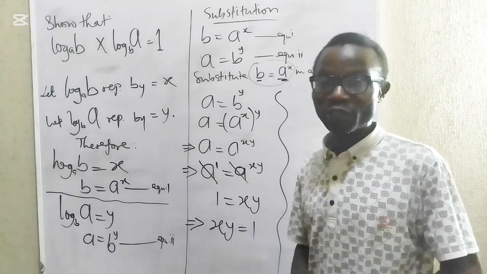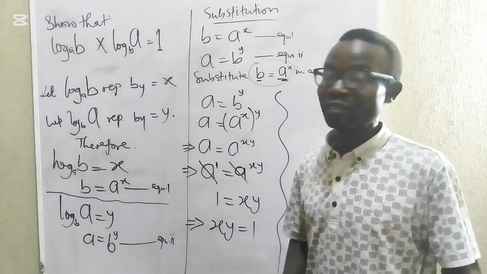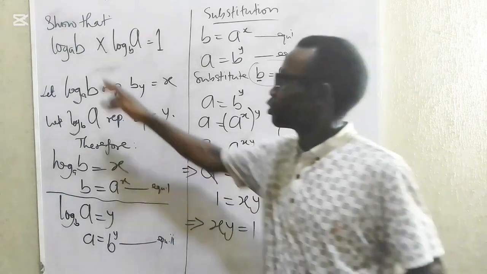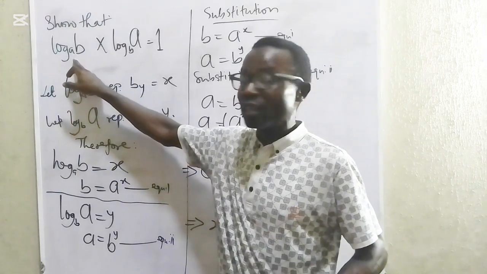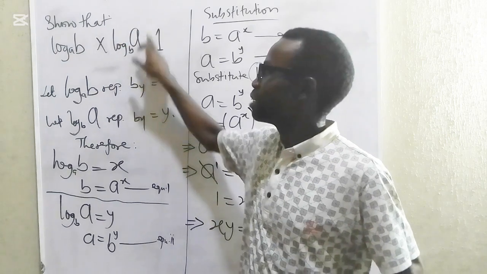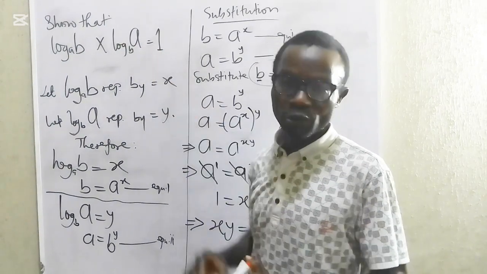Now, if you look at the board, you see that we already have a question that it appears we're already solving. Yes. In the last class, I was solving this question, which was: show that the log of b in base a, multiplied by the log of a in base b, equals 1.